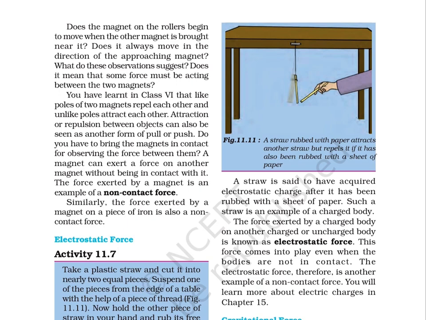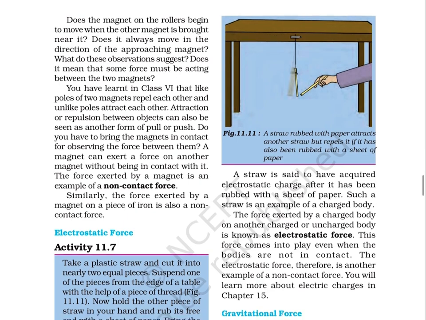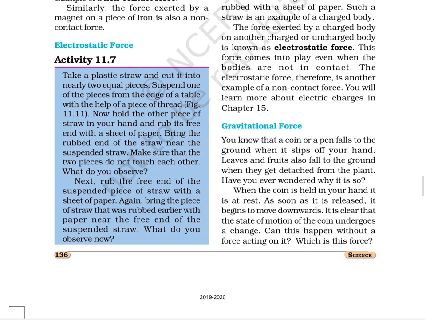Electrostatic force. Activity 11.7. Take a plastic straw and cut it into nearly 2 equal pieces. Suspend one of the pieces from the edge of a table with the help of a piece of thread, as shown in figure 11.11. Now, hold the other piece of straw in your hand and rub its free end with a sheet of paper. Bring the rubbed end of the straw near the suspended straw. Make sure that the two pieces do not touch each other.